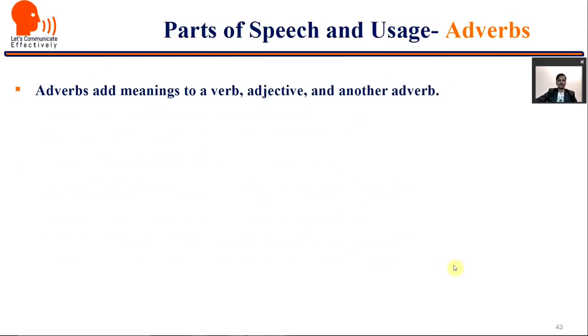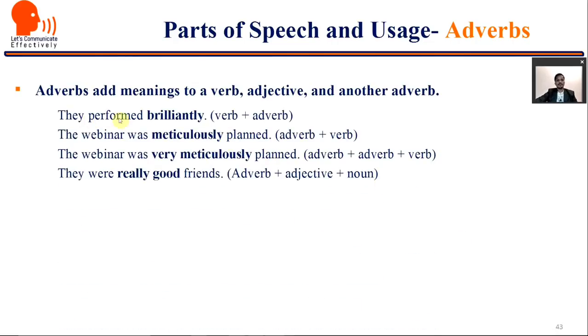Adverbs add meanings to a verb. Let us go to the next now. Adverbs. Adverbs add meanings to a verb, adjective and another adverb. Look at this now. They performed brilliantly. Verb plus adverb. Performed, verb. Brilliantly, adverb. The webinar was meticulously planned. Adverb plus verb. The webinar was very meticulously planned. Adverb very meticulously. Second adverb, planned verb. They were really good friends. So adverb really, good adjective and noun friends.